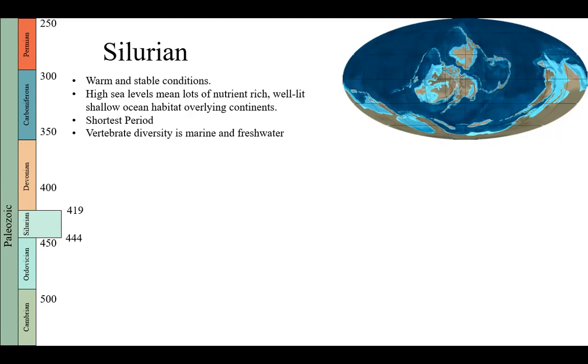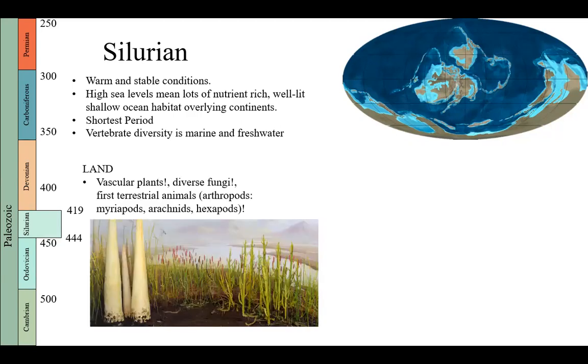What I care that you guys know is that in the Silurian, in vertebrate diversity, a lot of those jawless fishes go into freshwater systems. So the lakes and rivers on these little continents start to get vertebrates in them. We're not just in the oceans anymore in the Silurian. Okay, cool. Land is getting really fun in the Silurian.